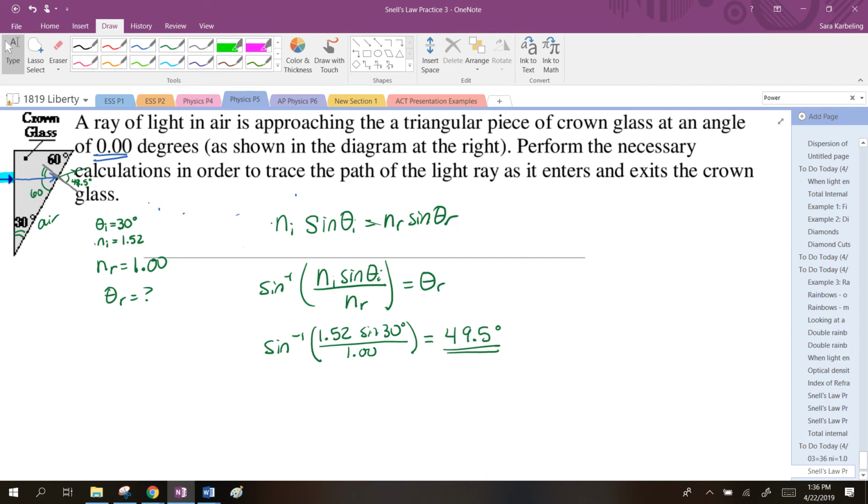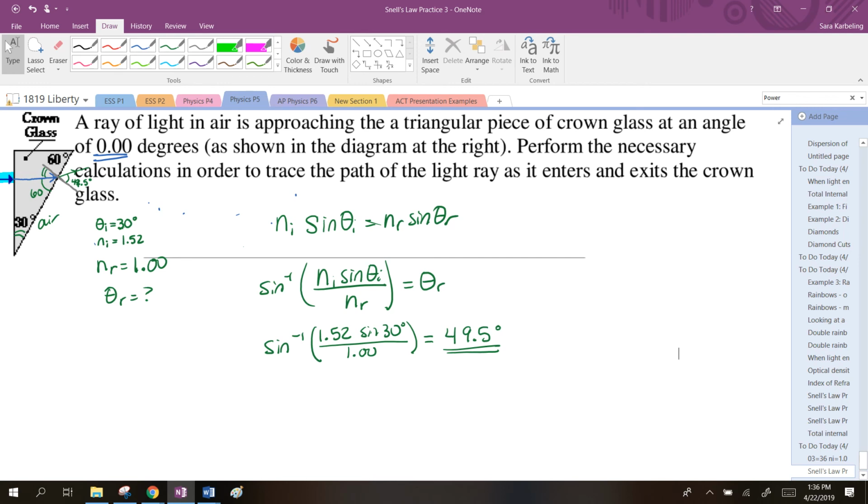I'll ask it one more time. Does the light go faster or slower in the glass than it did in the air? Slower. It slows down in a medium, right? The frequency stays the same, but the speed and the wavelength change. Slower in the glass, okay? So it went straight, and then when it hit here, this was 30 degrees and it bent, and then we're good, okay?